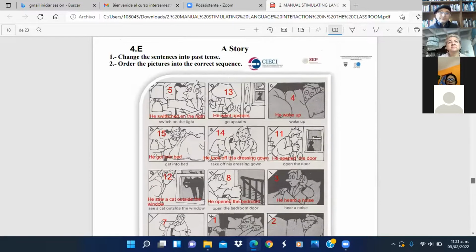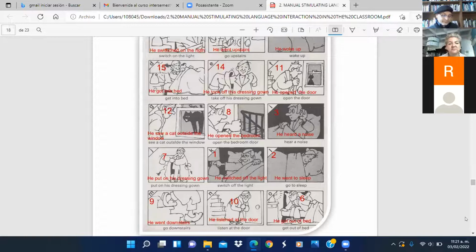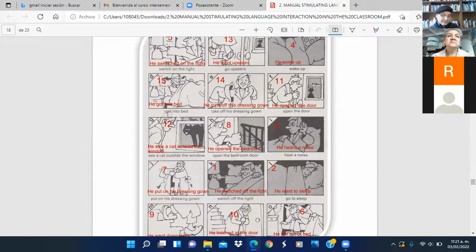I can see the number 4. He woke up. He switched on the light. 6. He got out of bed. He put on his dressing gown. 8. He opened the door. He went downstairs. He listened at the door. He opened the door. He saw a cat outside the window. He heard, oh, sorry. He went upstairs. He took off his dressing gown. And yes, he got into bed.